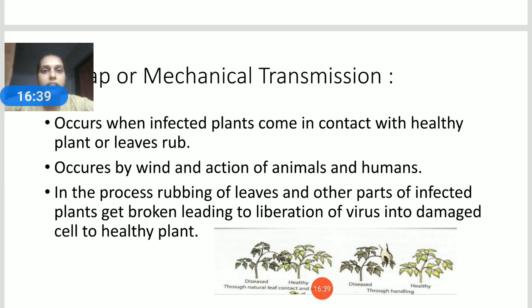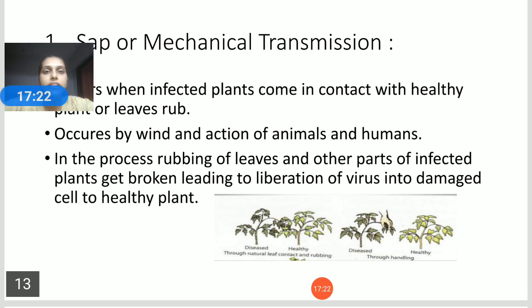In mechanical transmission, infection occurs when infected plants come in contact with healthy plants or the leaves rub together. Mechanically means any kind of injury occurring to the leaf, or the rubbing of the leaves. Then the plant virus infects healthy plants through wind and the action of animals and humans. When the plant leaves are ruptured by any kind of physical activity, then wind, animals or humans touch these leaves, and pathogens can infect or attach to the leaf, right? Then after, the infection is caused.